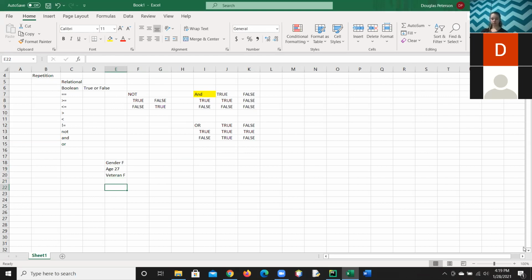Okay. So we might have something like, I'm just going to type this out. If the gender is equal to female and the age is greater than 25, or veteran, I'll just put vet, is equal to true, okay, they get financial aid. So would this person get financial aid would be the question.